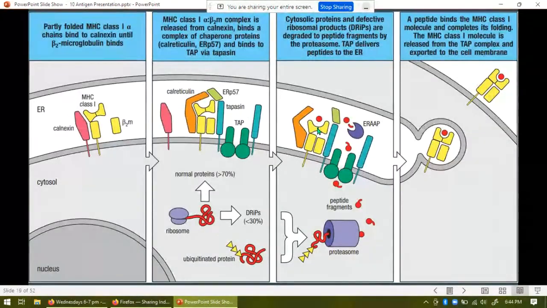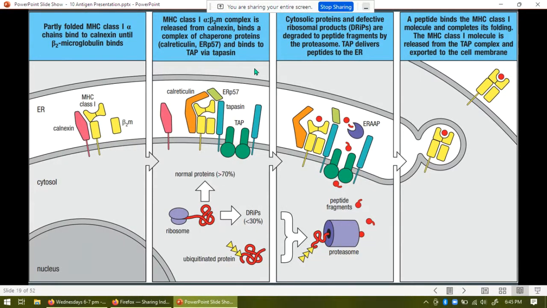Okay, so once we've loaded MHC1 with a peptide, MHC1 releases all the members of the peptide loading complex, and it is secreted in a vesicle and makes it to the cell membrane where it can be recognized by cytotoxic T cells.